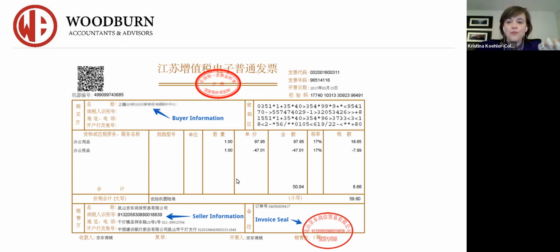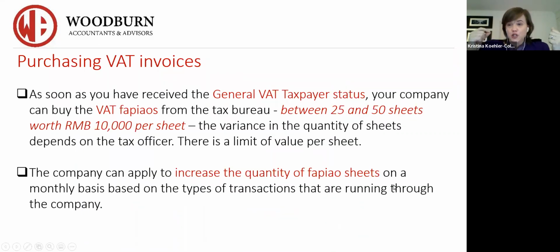Now, as you can see in this example, only 59.60 renminbi has been issued. 50 being the value of the product, 8.66 being the VAT amount. Now, you could issue up to 9,999 renminbi on that one sheet. So if you have a transaction with a client and the value is 26,000 renminbi, you're going to issue 3 sheets. First one being 9,999, second one being 9,999, and the third one being the remainder amount.